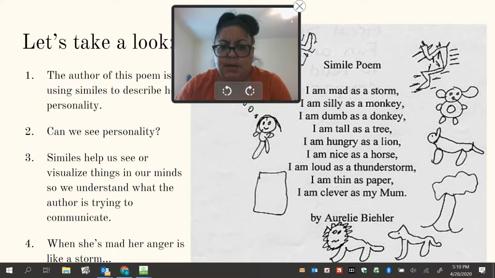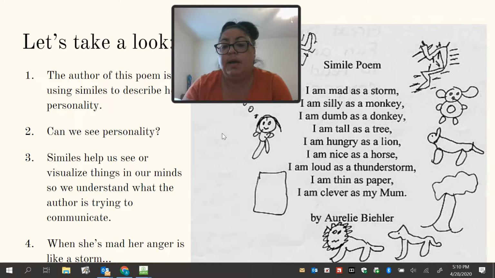Alright, so this poem is using similes to describe Aurelie's personality. Can we see personality? Podemos ver la personalidad? We can't see personality, but we can compare it to a lot of different things. So similes help us see or visualize things in our minds so we understand what the author is trying to communicate. And so she uses that when she's mad, her anger is like a storm. I'm mad as a storm.